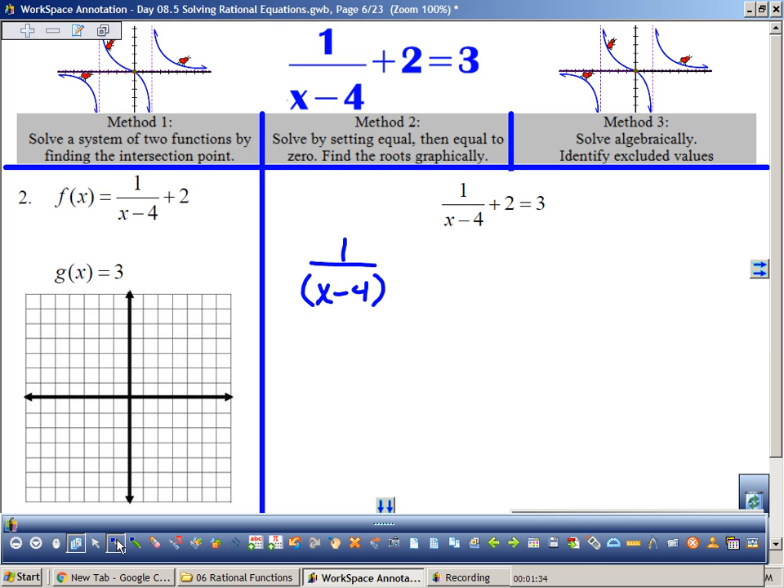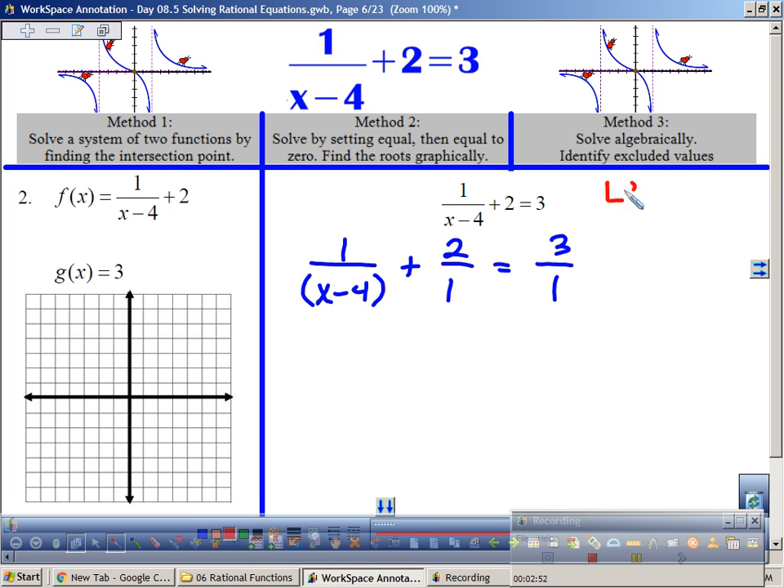So plus 2 over a factor of 1, because there's nothing there, equals 3 over a factor of 1. So I'm going to ask myself what my LCM is. Well, the only factor here is x minus 4. The only factor here is 1. And the only factor here is 1. But if I take x minus 4 and multiply it by 1, I get x minus 4. And x minus 4 by 1 again is still x minus 4. So my only least common multiple is x minus 4.